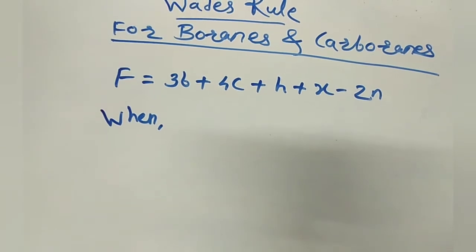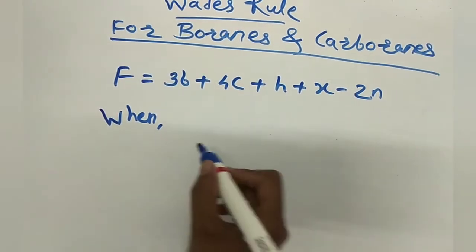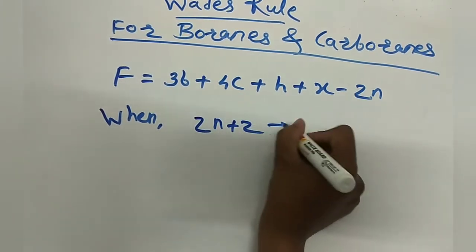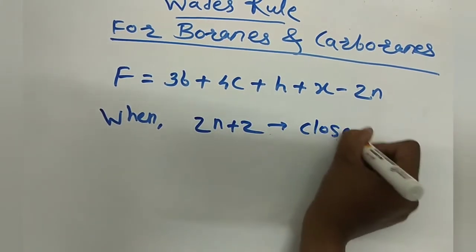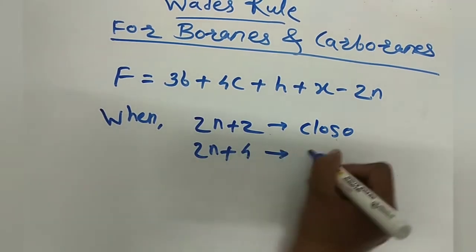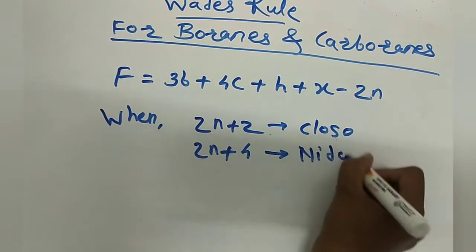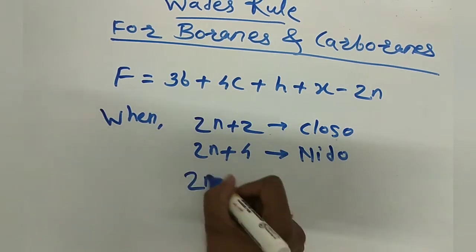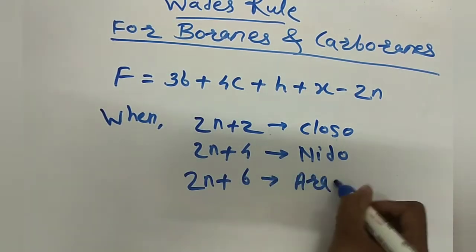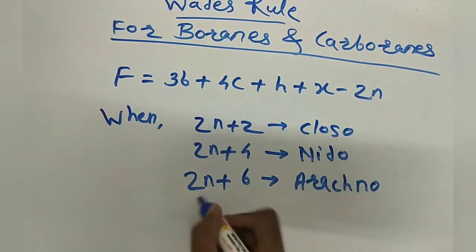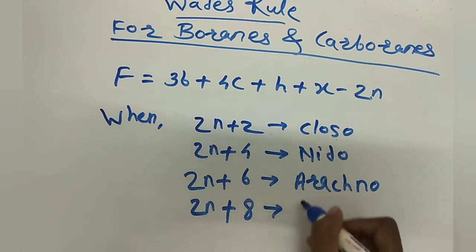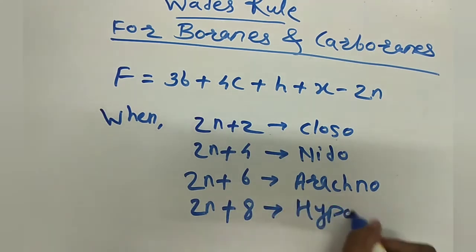After calculating the Wade's rule, when we are considering a rule 2n plus 2, such a borane is called closoborane. When we are using 2n plus 4, it is nidoborane. If it is 2n plus 6, it is arachnoborane. When it is 2n plus 8, it is hypoborane.